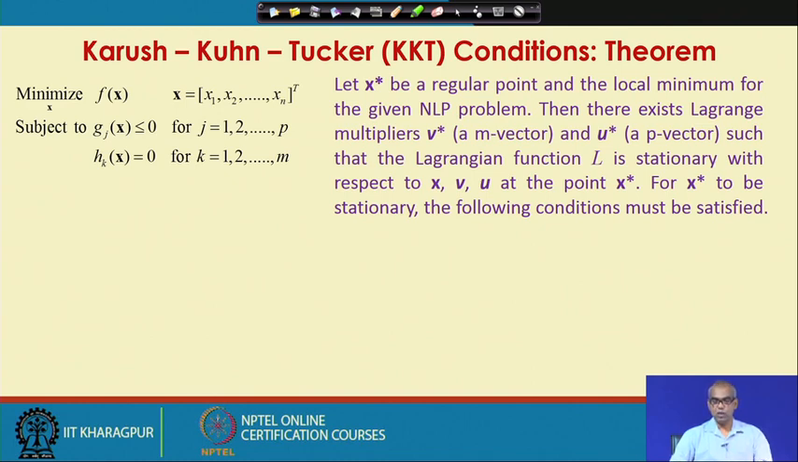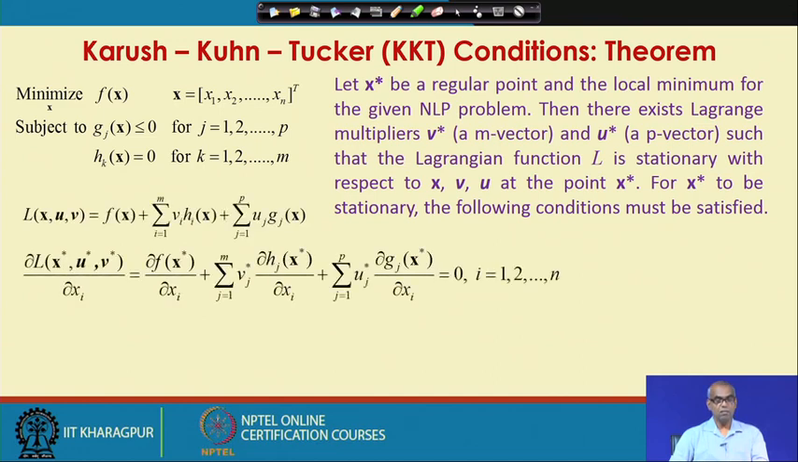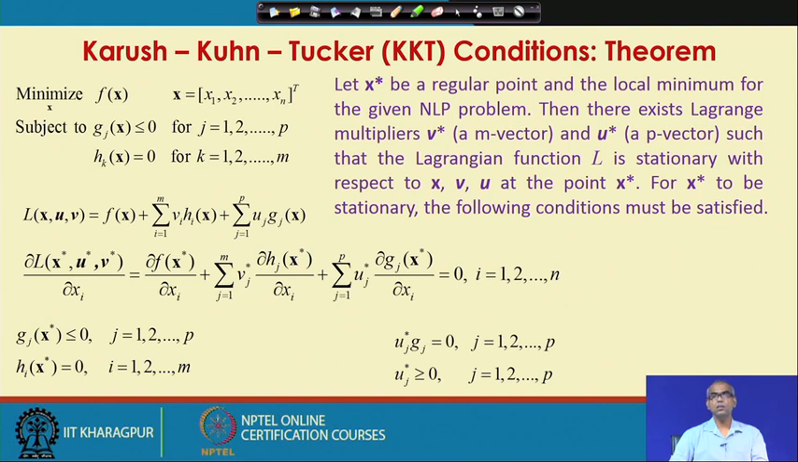So, for x star to be stationary, the conditions that must be satisfied are the gradient condition, inequality and equality feasibility, switching condition and non-negativity of the Lagrange multipliers associated with the inequality constraints. So, this is a formal statement of the KKT conditions or KKT theorem.